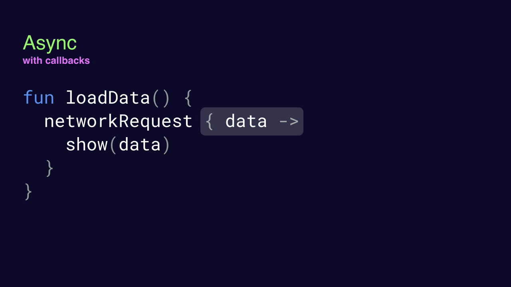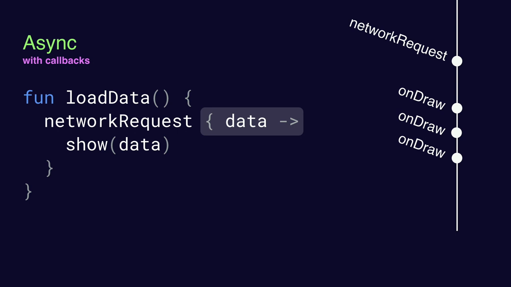Async programming, in the form that we usually see, is to introduce a callback. Here I have a function load data, and when I call network request, still from the main thread, I'm going to pass a callback to the network library. I'm not going to get the result right away as a result of that function call. Now when I call network request, the main thread actually gets unblocked right away because it doesn't need to sit there waiting for that result.